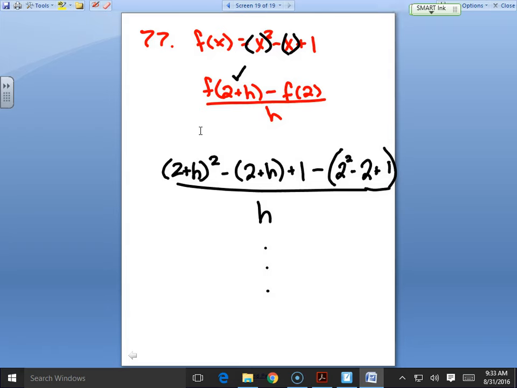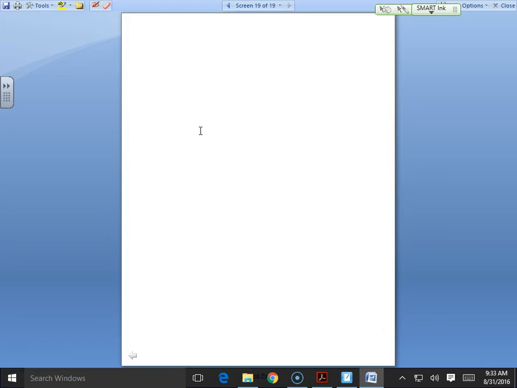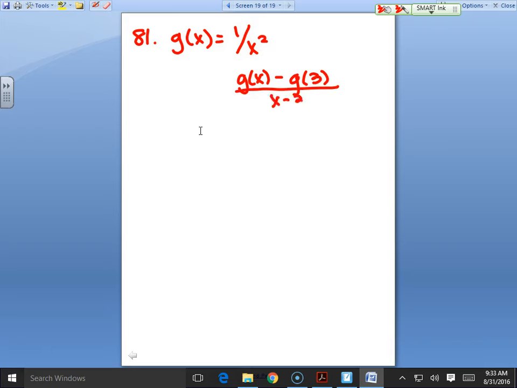Now, number 81 is just a little different in what they give you, but a similar idea. Ricky, that was yours, right? Number 80. Okay, what was the g? It was g of x, right? What did it equal? 1 over x squared. Woo! Look at that. It's okay, we got this. What did they want us to plug into? It was g of x minus g of 3, over x minus 3, and x can't equal 3. Help me out.